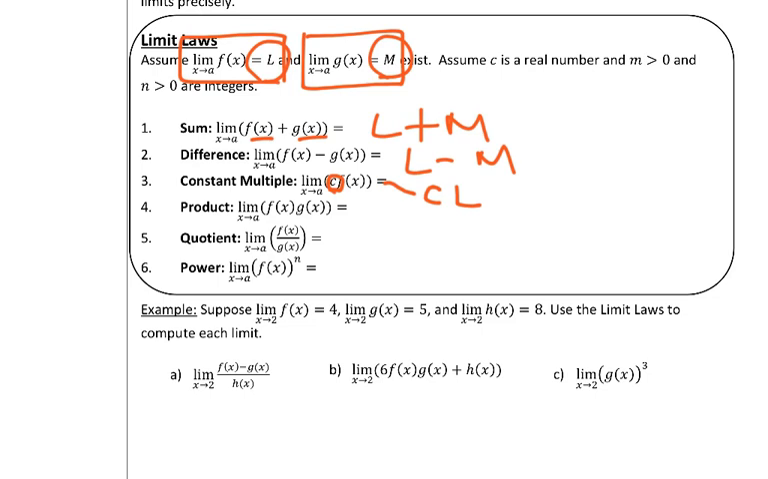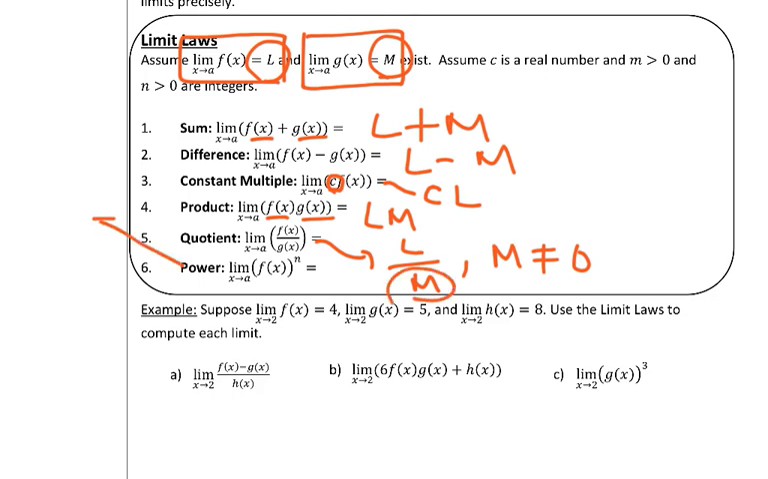Product law: the limit as x approaches a of f of x times g of x. Basically that's the limit as x approaches a of f of x times the limit as x approaches a of g of x. So in this case it's L times M. Quotient: I'm sure you've probably already figured this out. That's the same thing as L over M, but we also have to make sure we say that M cannot be 0. We're dividing, so we can't have 0 in the denominator.